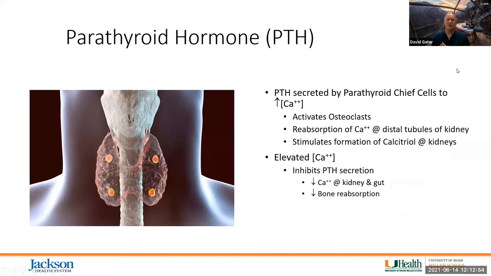So, parathyroid hormone is another hormone that we talk about breaking bone down. Basically, parathyroid hormone is secreted by the parathyroid chief cells, and it activates osteoclasts to break bone down.